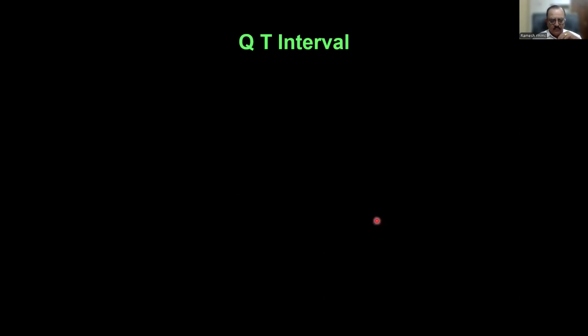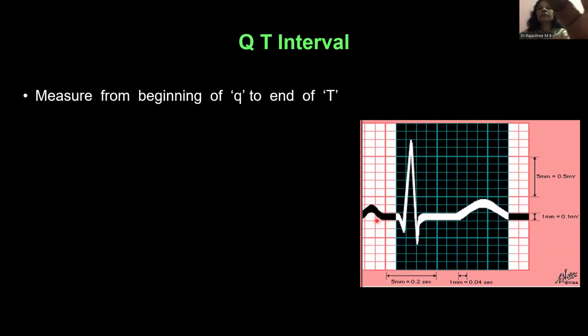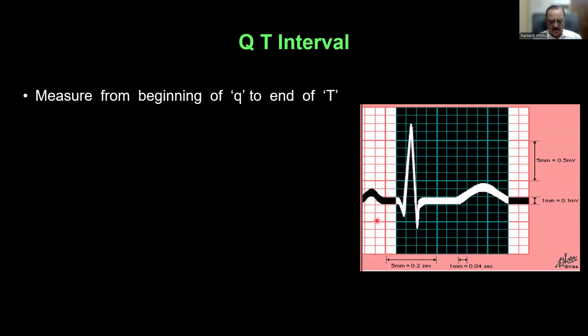The QT interval is from the beginning of the Q to the end of the T wave. But the problem with the QT interval is that it changes with the rate. For example, if somebody has a tachycardia, you have one QRS T immediately followed by another QRS T, followed by another QRS T. The ECG will be packed with so many QRS Ts.